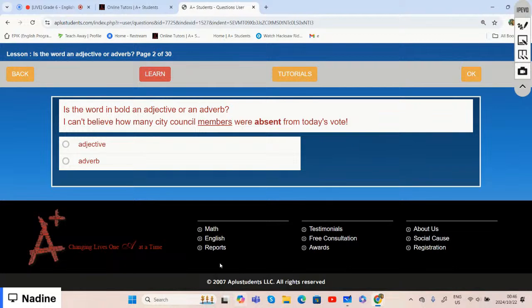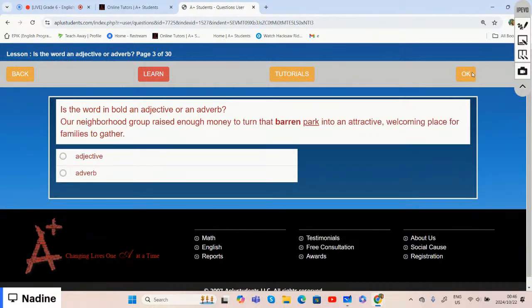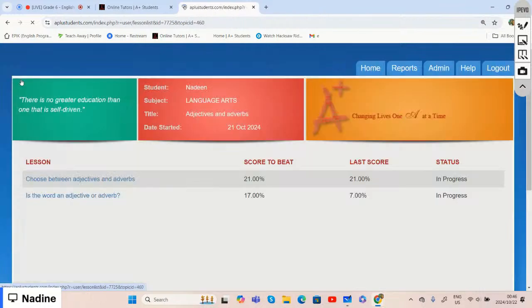And if we were to select the correct option, then we can say it is an adjective because members is a noun. So now we're describing the members that are absent. All right. So this is now the end of our lesson on adjectives and adverbs. Thank you very much, grade sixes, for joining our class.